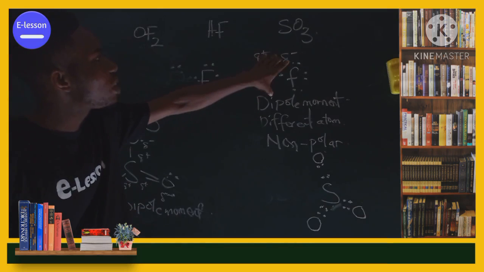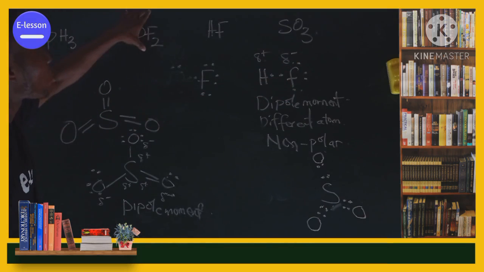Unlike hydrogen and fluorine that are different, OF2, although it has the same atoms, because it has a lone pair of electrons, that distinguishes it, or that makes it to not be what?